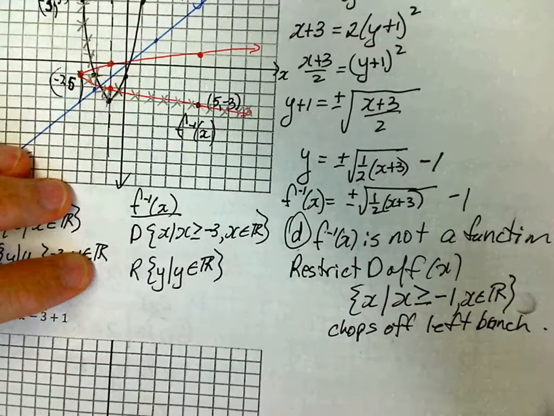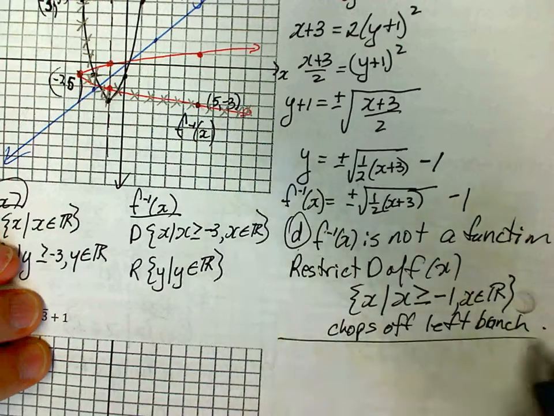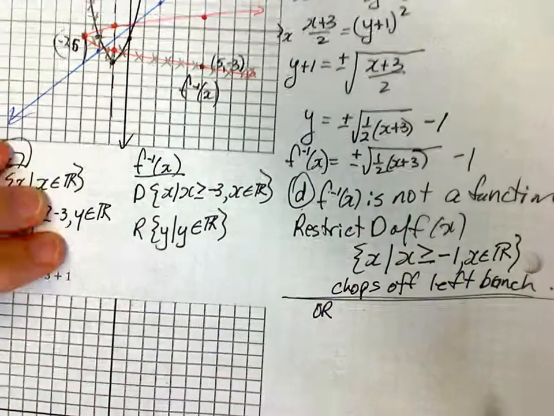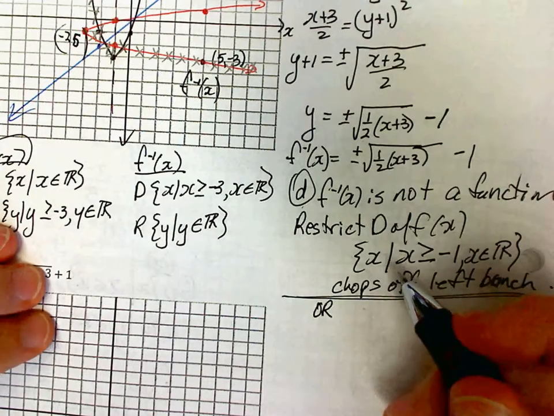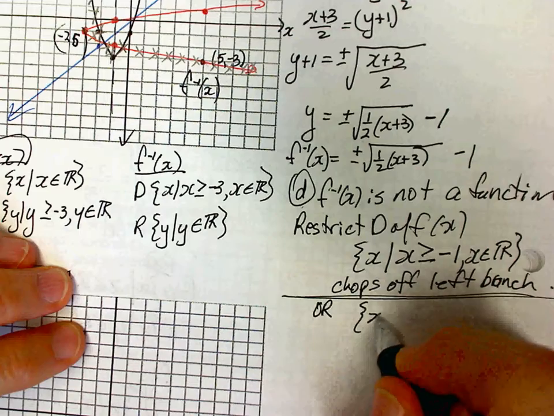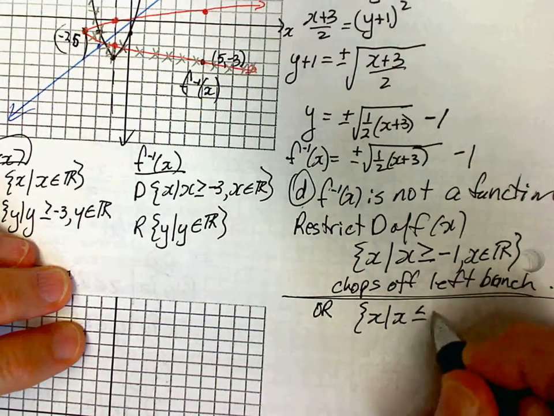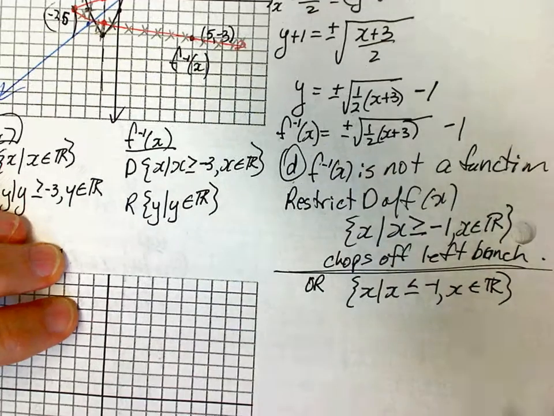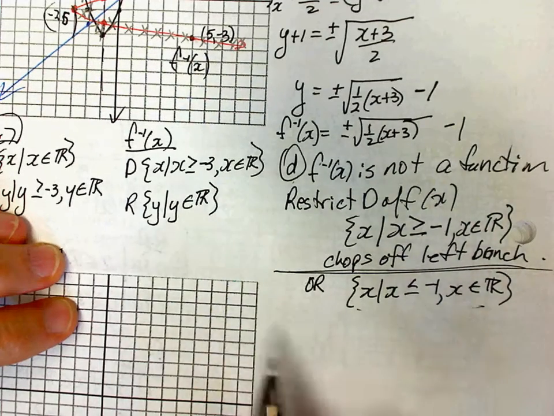Now, you could have done it the other way, or either of these answers are acceptable. You could have chopped off the right branch. You decide. It's your choice. You could have done this. This would chop off the right branch.